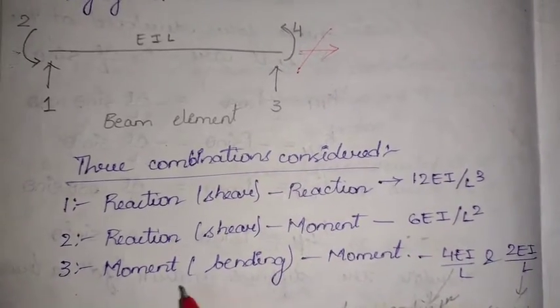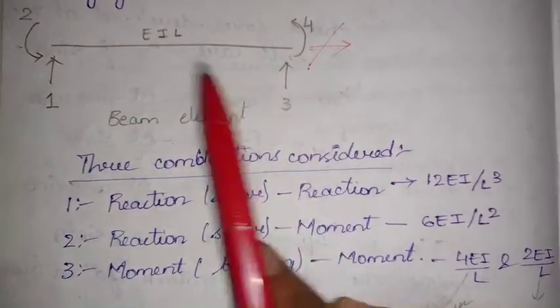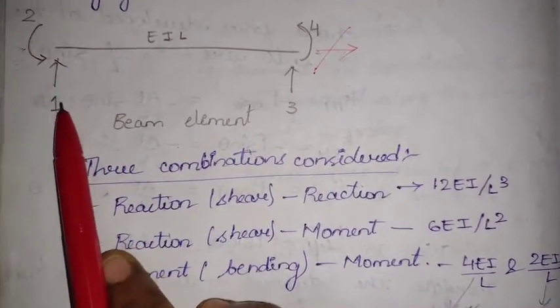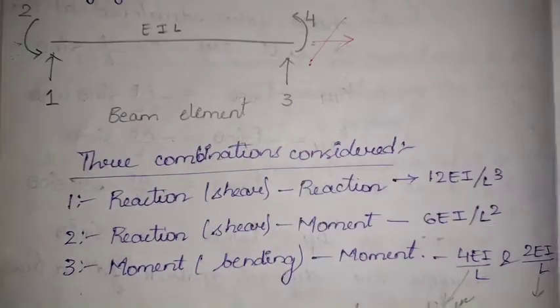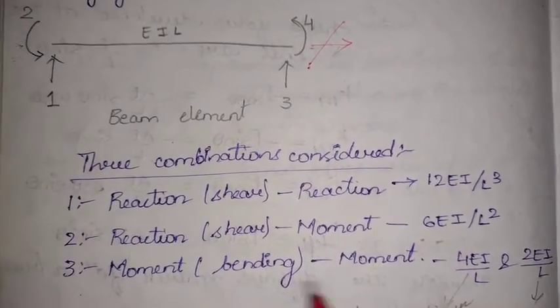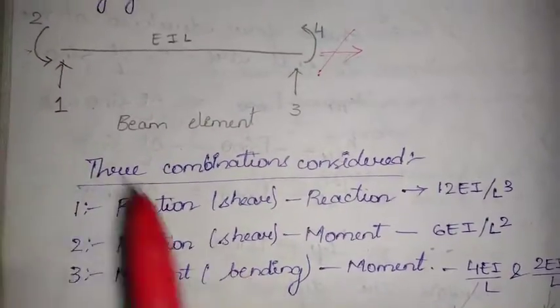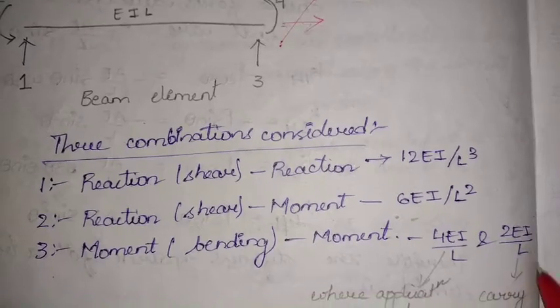But if we are considering reaction and moment, that is 1-4 or 3-2, where the first one would be reaction and the second one would be moment, in that case the formula would be 6EI by L square. Moment and moment, that is 2-4 or 4-2, that is 4EI by L or 2EI by L.